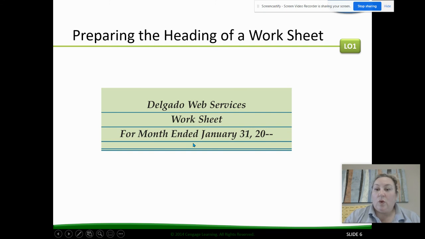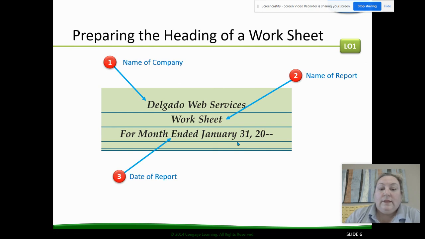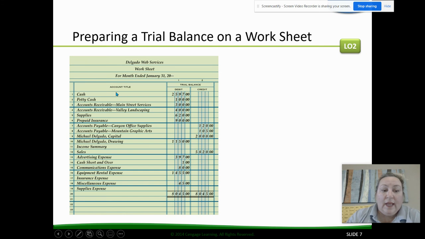If this was for the whole year, it'd say for the year ended. It just depends on the fiscal period. So that's step number 1. Step number 2 is to write down all of the accounts and their ending numbers from the ledger. So we're going to take all of those final balances that they have in the ledger and we're going to write them down. If they're a debit, we're going to write them down as debit. If they're a credit, we're going to write them down as credit. And so that's step number 2.